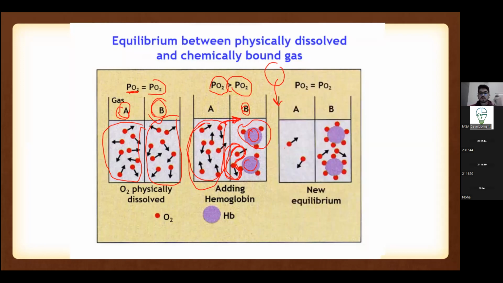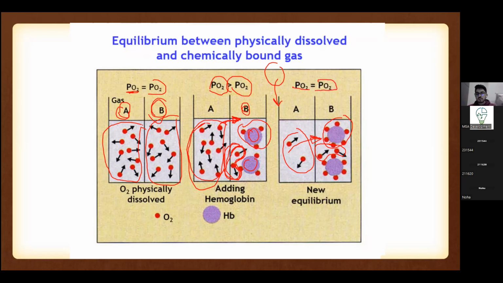Okay, so because more O2 molecules diffuse from A to B, now hemoglobin is going to bind more molecules. It won't say no to more molecules, okay? Now you can see that there are two free molecules in A and two free molecules in B. Therefore, we can tell that equilibrium is reached between the two compartments. Again, because the chemically bound cannot produce pressure. Only the free dissolved O2 molecules can produce pressure. So PO2 in A is equal to PO2 in B.